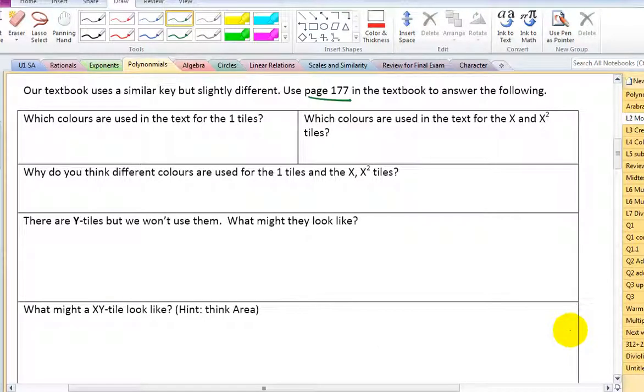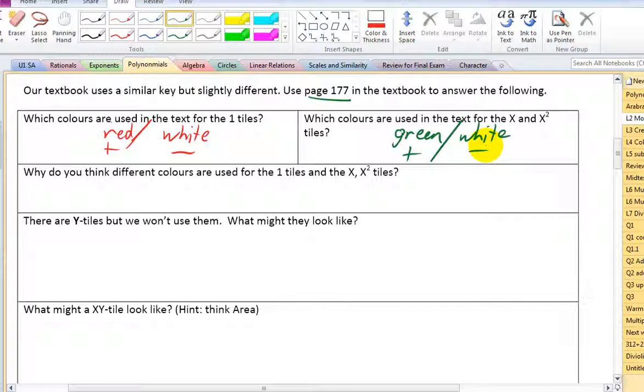Okay, what colors are used for the 1 tiles? Red. Well, I should use red then. Red. And red is, sorry? And white is? Okay. Negative. Okay, what color is used for the x and x squareds? Green is? And what's negative? White. Okay, so why do you think different colors are used for the 1 tiles and the x and x squared tiles? No, just think about it for a second.